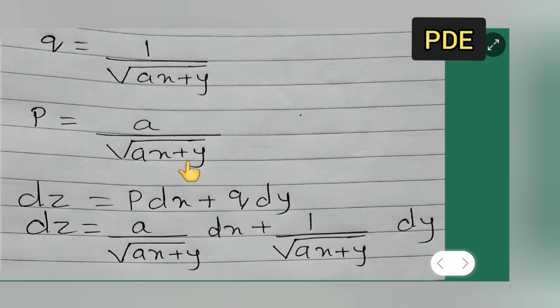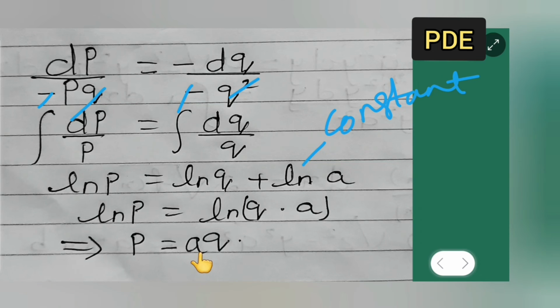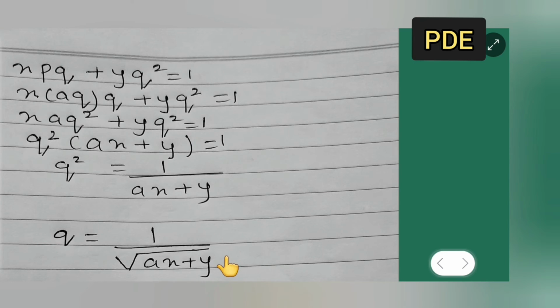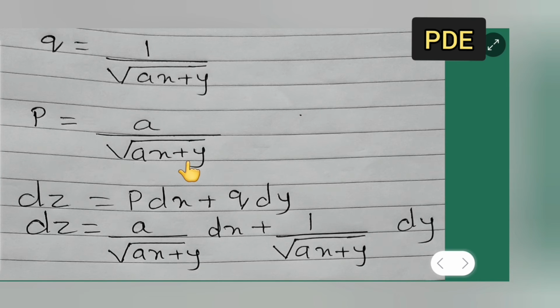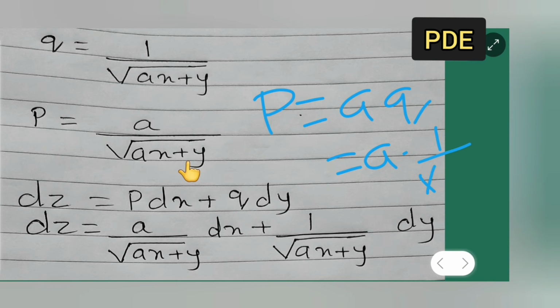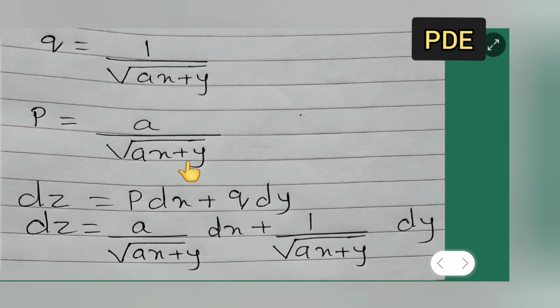Okay, what was the value of p? p is equal to aq. P is equal to A into Q. So A is nothing but this. Q is what? 1 upon root of AX plus Y. Right? This is nothing but this. Okay? So I have plugged the value over here. Okay? Now I hope you all have understood the explanation part.